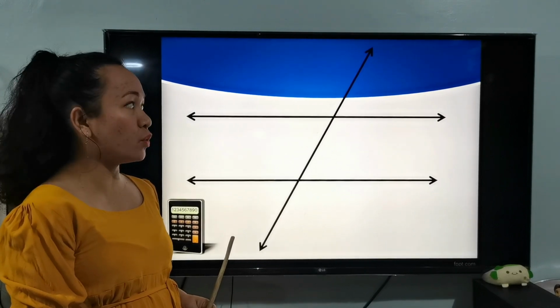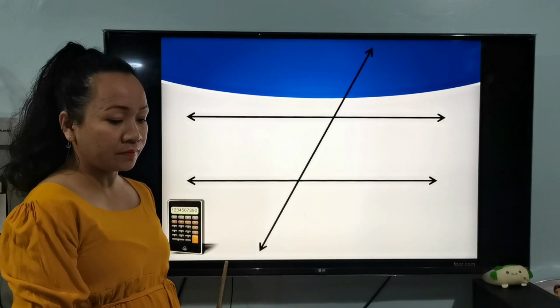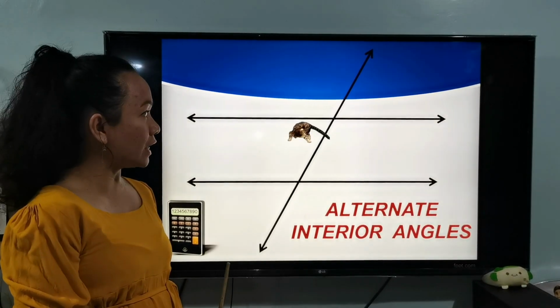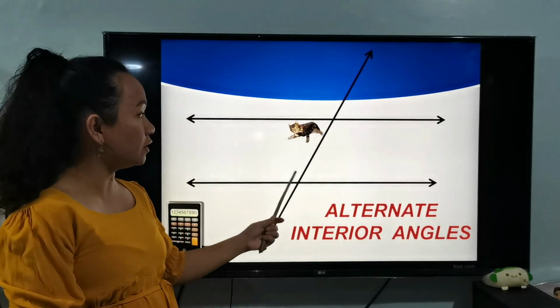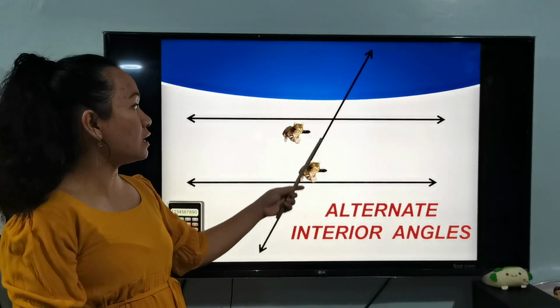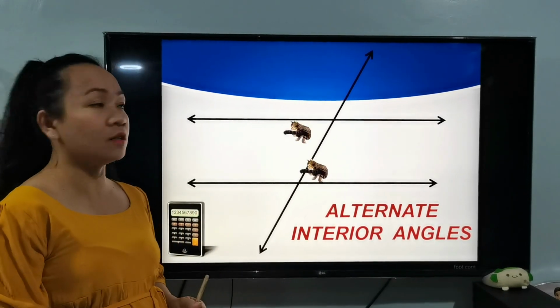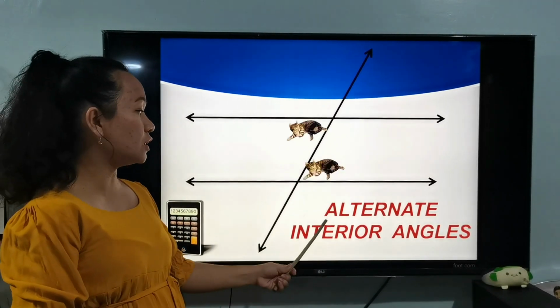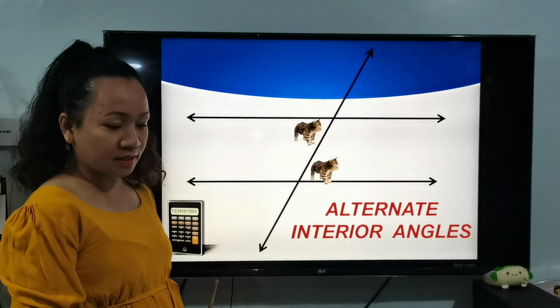Okay, the same, we are given two parallel lines cut by a transversal. So let's have this animal, a cat. The cat is being placed in this angle. Another cat is being placed in this angle. So this is an example of alternate interior angles. Next.